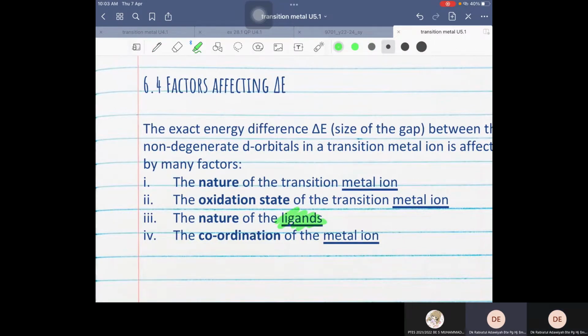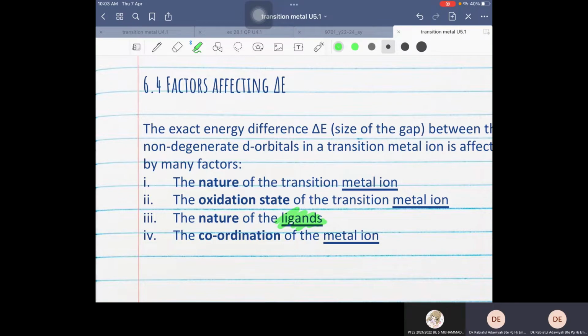Nature of transition metal ion, of course: copper 2 plus is blue, cobalt 2 plus is pink. That's already an example of why different metals will give different colors. Oxidation state, like Fe2 plus and Fe3 plus. Fe2 plus is a green solution, Fe3 plus is brown. The nature of the ligands, which is what we're going to look at after this.